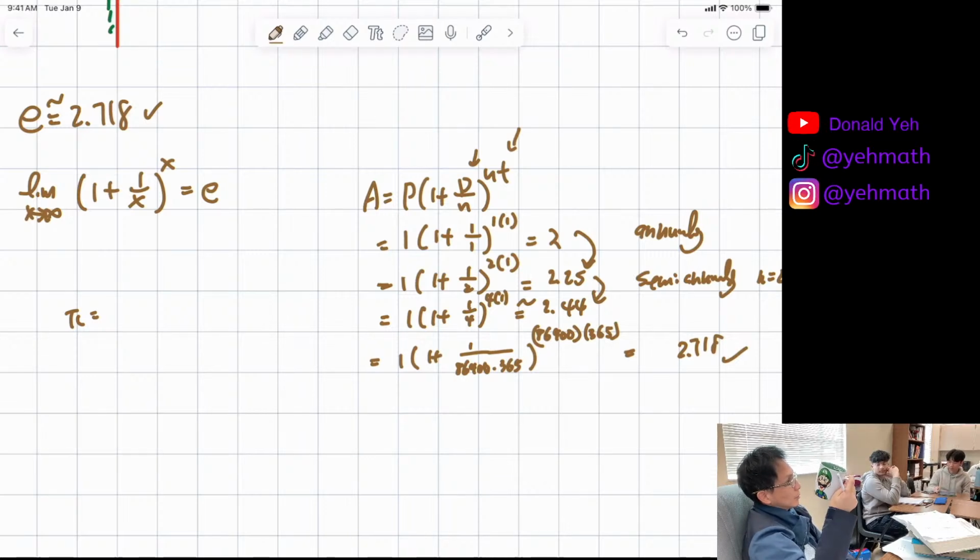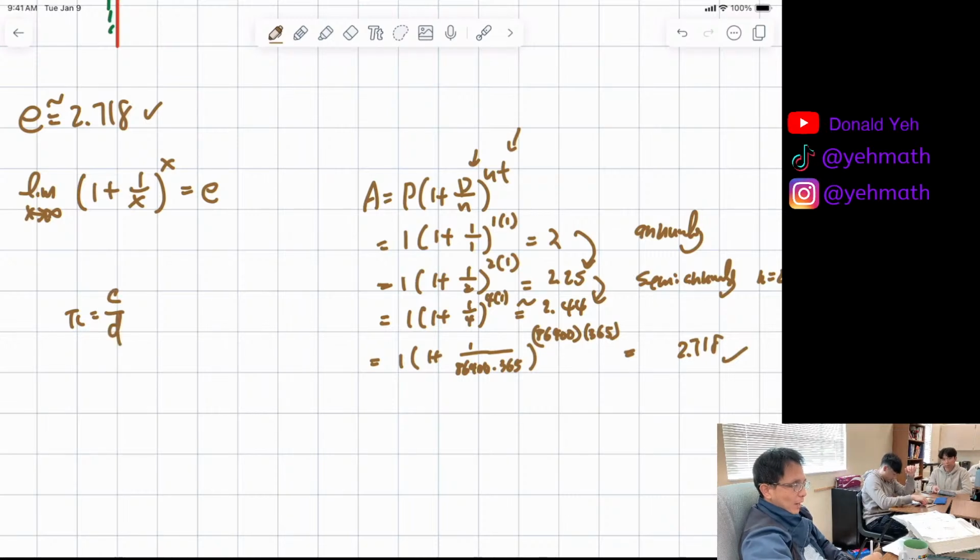Yes, good. How do you find the value of pi? I take the circumference and I divide it by the diameter. Okay? So circumference divided by diameter.